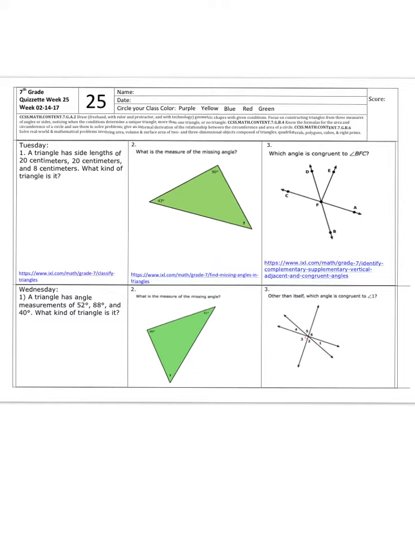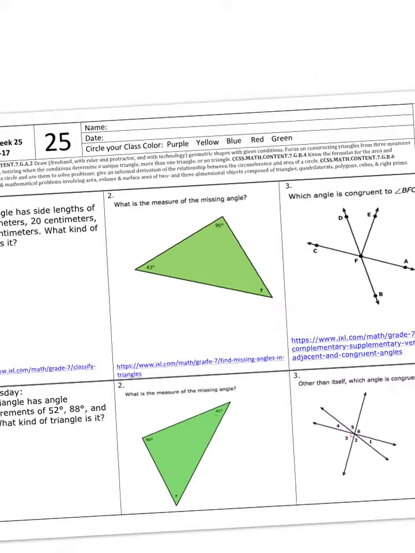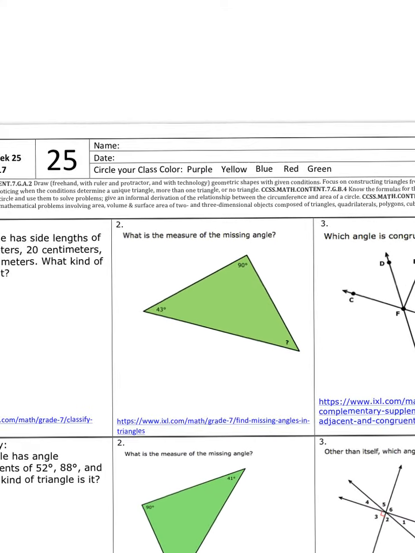So we're starting off with our Quizzette 25. As always, the most important thing on your Quizzette is to write your last name, comma, first name. So right now, if I could have all of you, please write your last name, comma, first name. I say this like 10 times every week, and every week I still have Quizzettes that don't have any name on it. Alright, so last name, comma, first name.